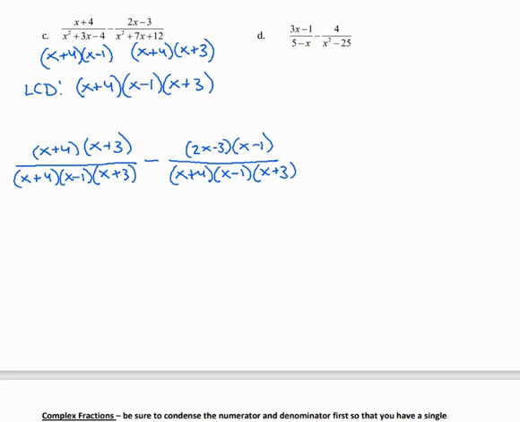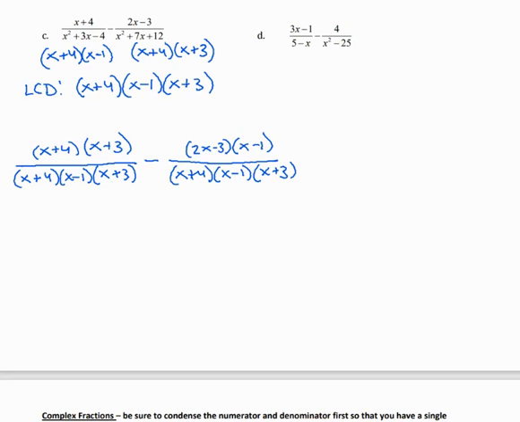Now, please note, do not try to cancel at this point. If I try to cancel the x plus 4s and x plus 3s in my first fraction and the x minus 1s in the second fraction, you're going to be left with 2 fractions with different denominators again. And now we're back to square one. So we have to make sure that even though we're adjusting these and it looks like we could cancel, if you cancel, you're just back to square one with uncommon denominators.